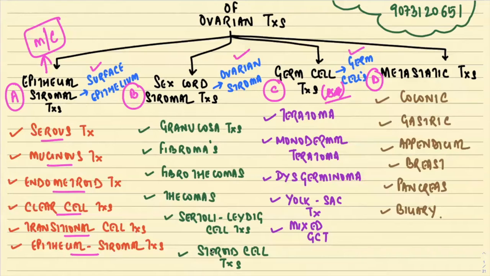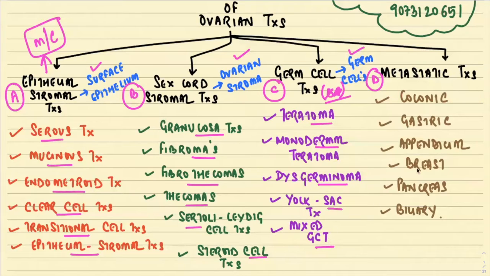Among the sex cord stromal tumors, you have the granulosa cell tumor, fibromas, fibrothecomas, thecomas, Sertoli Leydig cell tumor, and you are having steroid cell tumor. Among the germ cell tumors, we have teratoma, monodermal teratoma, dysgerminoma, yolk sac tumor, and mixed germ cell tumor.